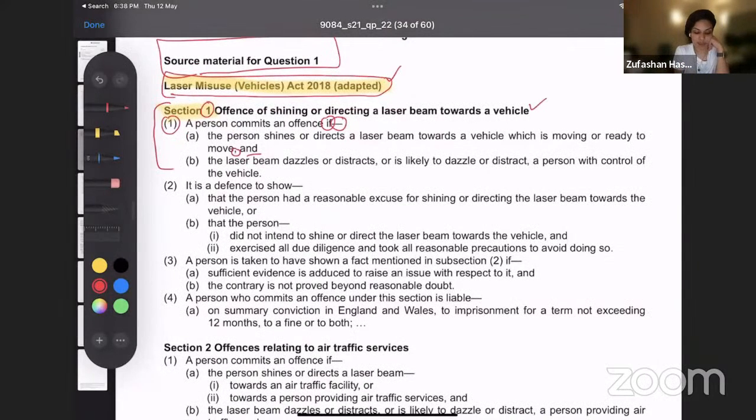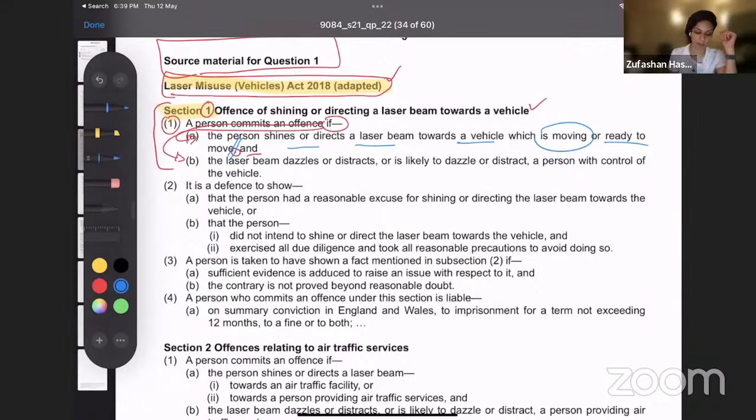A person commits an offense if, now this if has to go separately towards part A, and then you will use the same if, and then you will read from part B. So the way you read it is like this. A person commits an offense if the person shines or directs a laser beam towards a vehicle which is moving or ready to move. So stop here. Don't move on. Stop here and see if this part applies to your situation above.